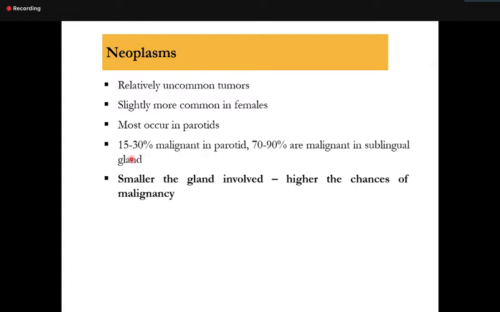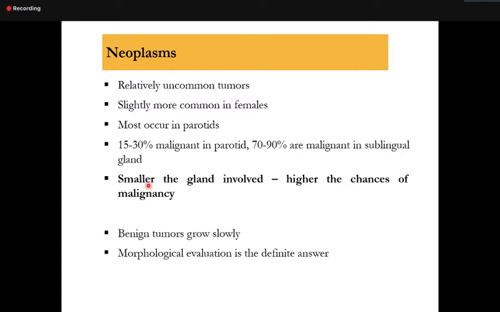But luckily, in the parotid glands, only 15 to 30% are malignant. A vast majority are benign neoplasms, while 70 to 90% are malignant in the sublingual gland. So roughly, the smaller the gland involved, the greater the chances of malignant development. Because most of these tumors arise in the parotid gland, most of them are benign.